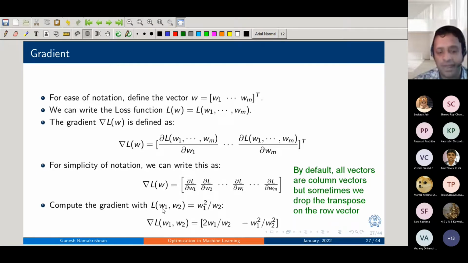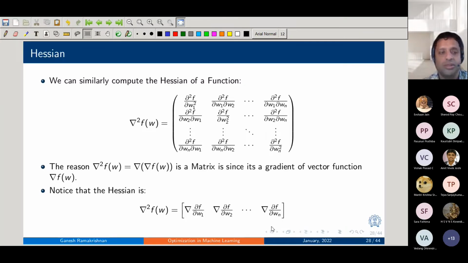So for example, if you have L(w1, w2) = w1 squared divided by w2, then you can compute the gradient as follows: 2 w1 divided by w2, that's the partial derivative with respect to w1, and the second component is the partial derivative with respect to w2, minus w1 squared by w2 squared. Okay, so likewise you can also compute the Hessian.